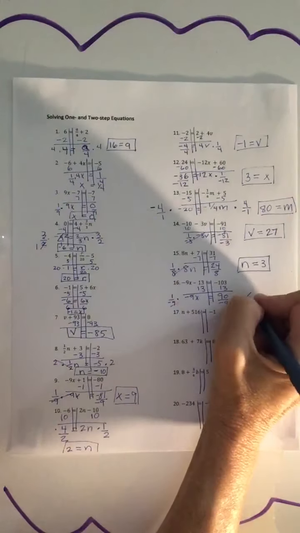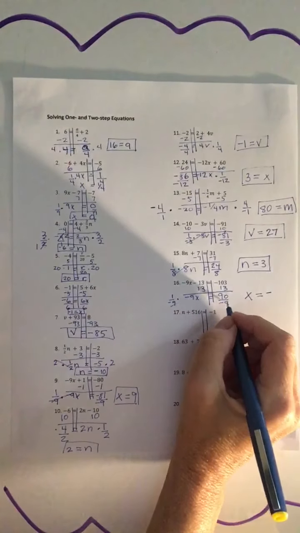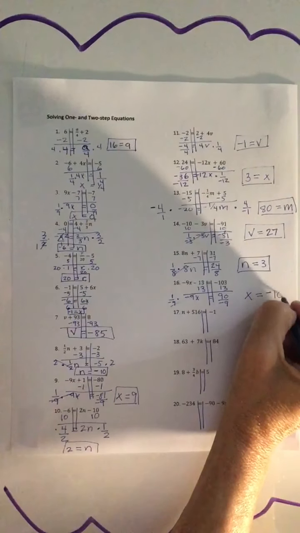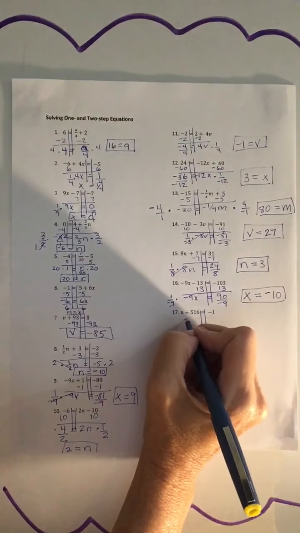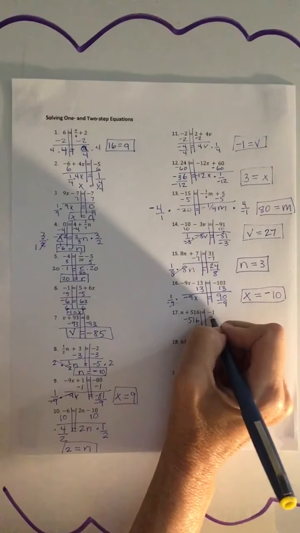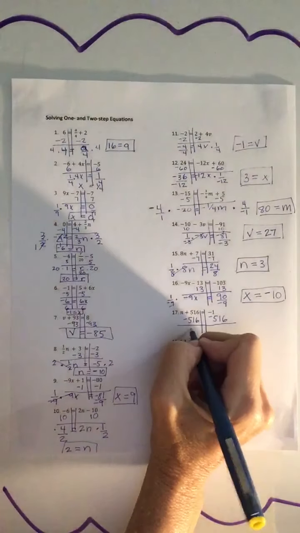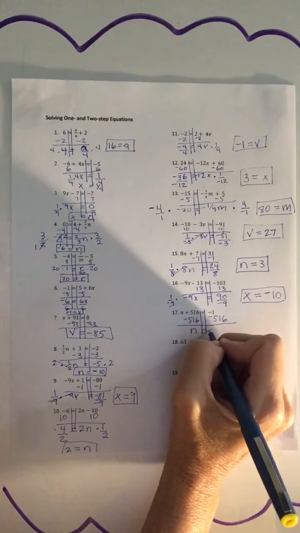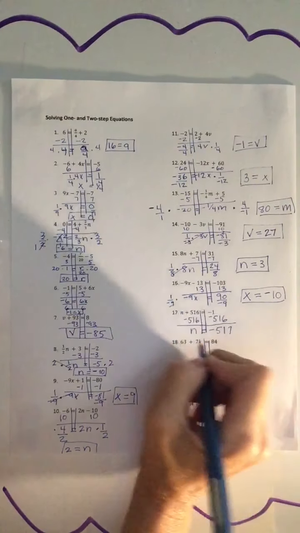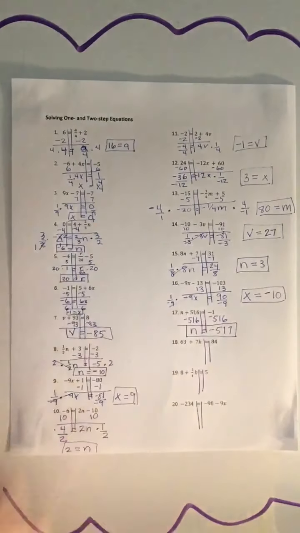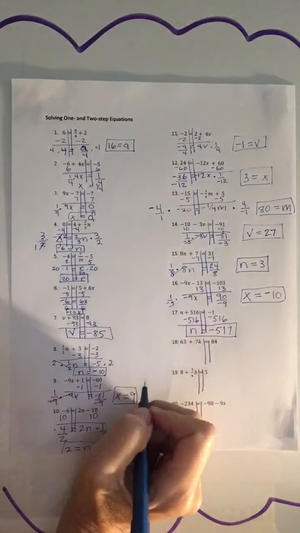On this side, that leaves us with x equals, a positive divided by a negative is a negative, and 90 divided by 9 is 10. Okay, over here we're going to subtract 516 from both sides, addition property of equality. That leaves us with n equals, both are negative, so we have a lot more negatives, so we have 517. How many of you noticed that that was going to be a one-step problem? Only one thing to do because the coefficient was a 1.